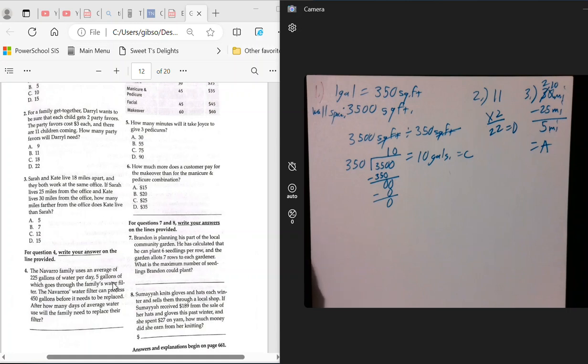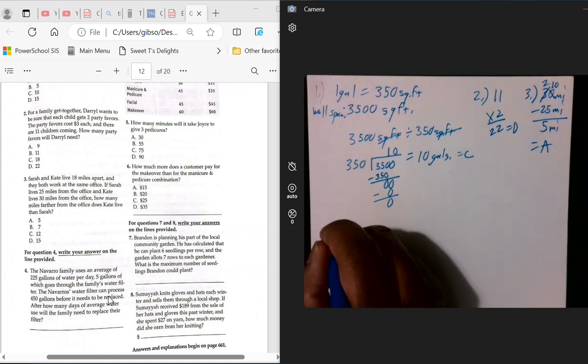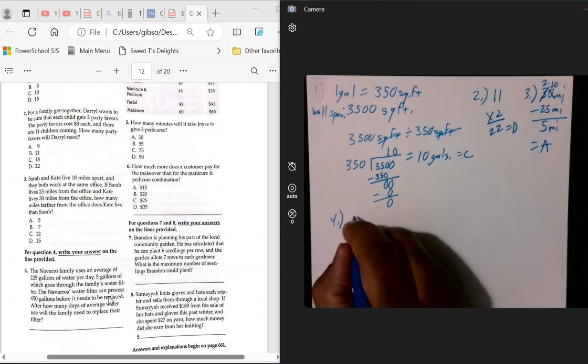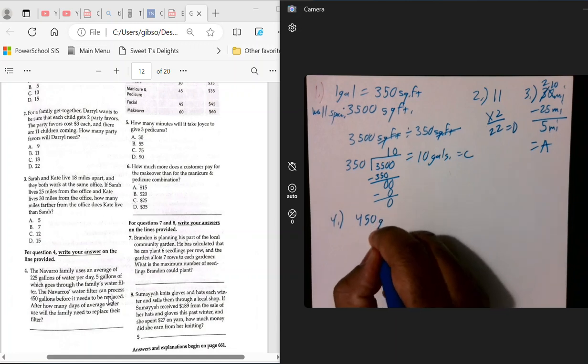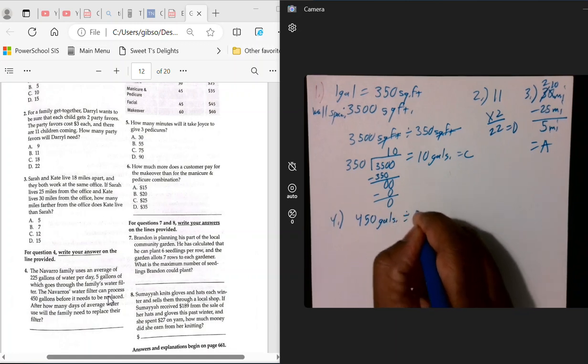So we look at everything that affects the filter. This 225 gallons of water does not affect the filter. It's the 5 gallons that goes through the water filter that affects the filter. So we know we're going to deal with this 5 gallons, and then the Navarro's water filter can process 450 gallons before it needs to be replaced. So what we will have here, we will have our 450 gallons divided by the 5 gallons.